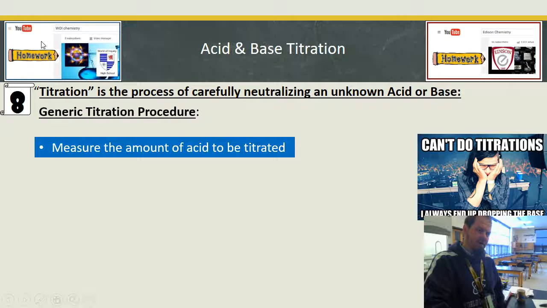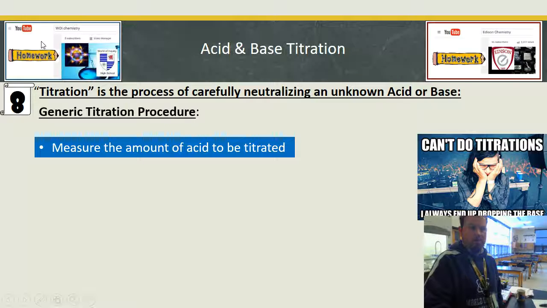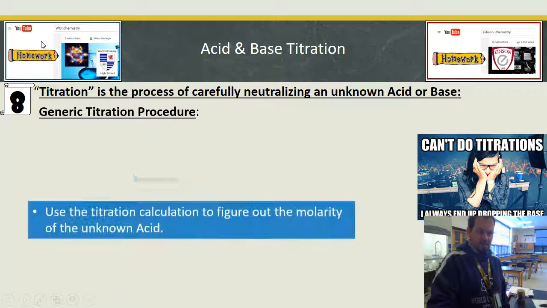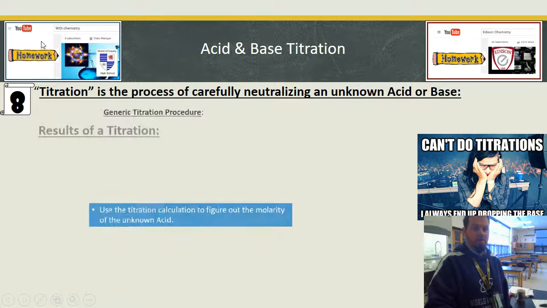I'm going to measure the amount of acid to be titrated. That'll be beforehand. I'm going to measure it with a graduated cylinder. So then I know that volume. So there's a volume I know, and then I'm going to measure the amount of base that is added. So that's going to be the second volume. So I have a volume of a base, a volume of the acid, and a concentration of a base. Then I use the titration calculation, the equation, to figure out now the molarity or concentration of the unknown acid. That's simple. It's plug and chug from there.